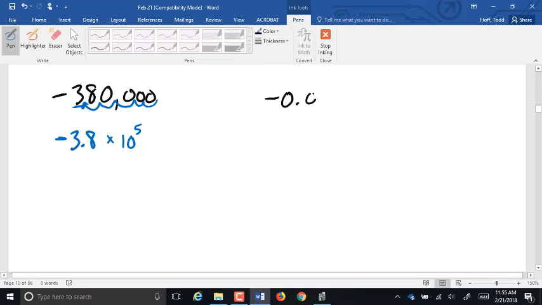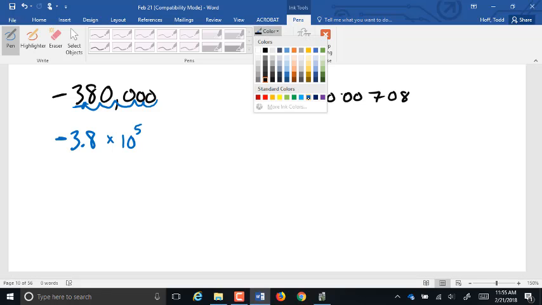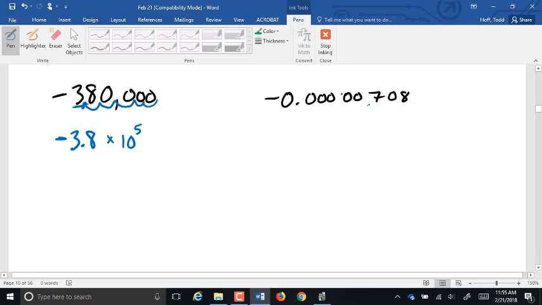Likewise, something like this. So our first non-zero digit is the 7. So 7.08, our decimal point is going to go right there. The decimal point had to go 1, 2, 3, 4, 5, 6 spots. So that's 10 to the negative 6. The negative just goes back on front, making that a negative 7.08.